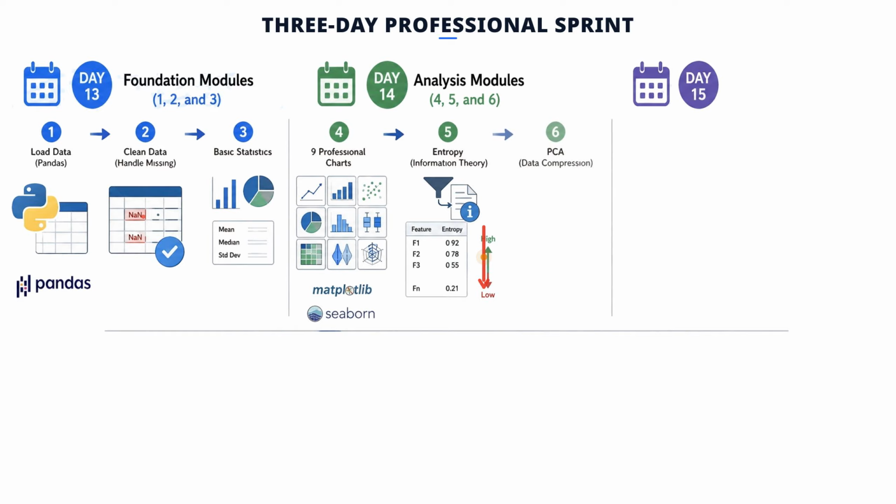Then in Module 6, we apply PCA, or Principal Component Analysis. Think of PCA like taking a complex 3D object and looking at its 2D shadow. We are mathematically compressing the data, reducing the number of dimensions, while safely preserving the most important underlying patterns.